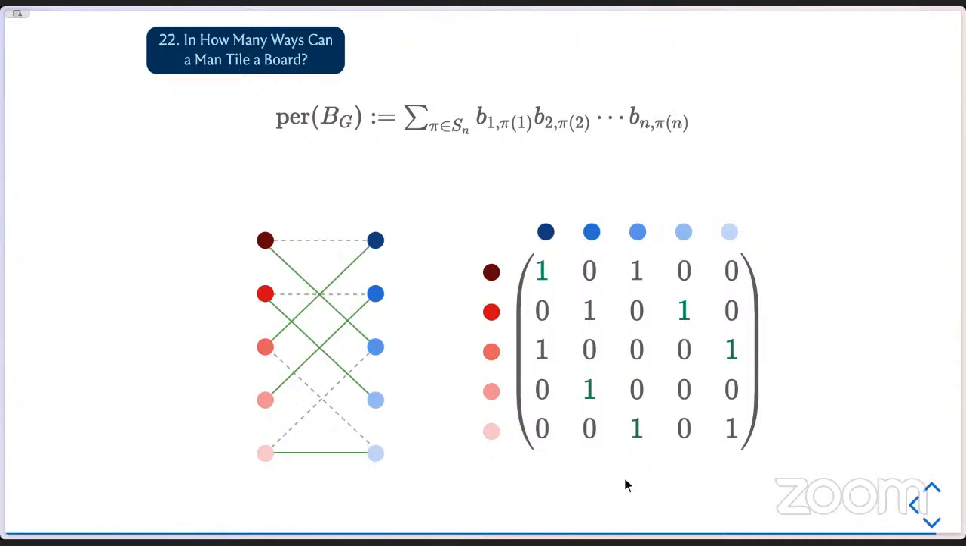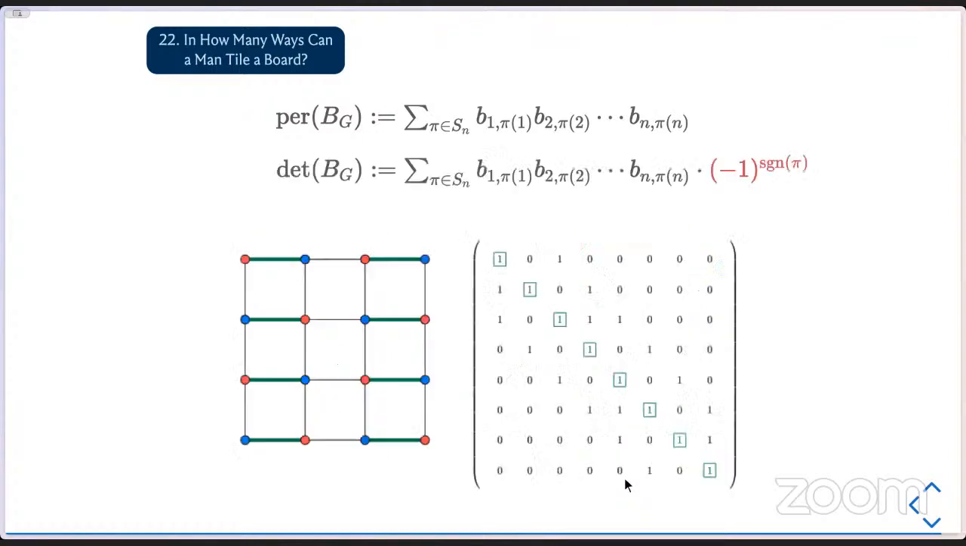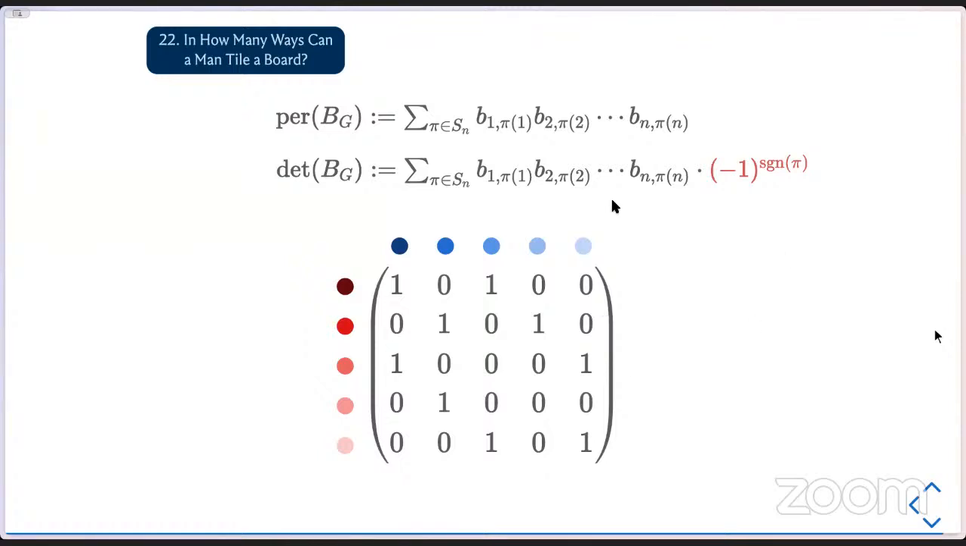So luckily for us, the two permutations that we care about actually survive even after we throw in the full force of the determinant formula. So even after we append the -1 to the power of the sign of pi, the two permutations that correspond to matchings both have sign +1. So those two terms survive, and even the determinant actually captures the count of the number of matchings.